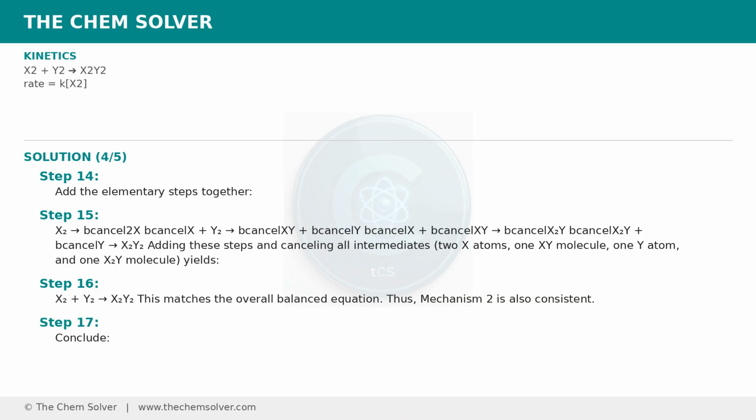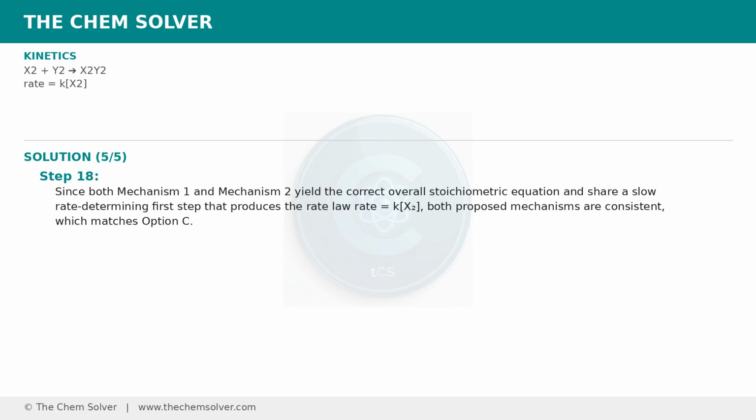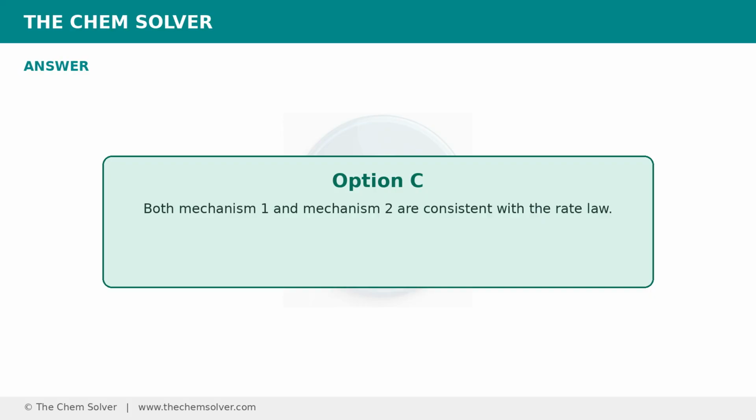Conclude. Since both mechanism 1 and mechanism 2 yield the correct overall stoichiometric equation and share a slow rate-determining first step that produces the rate law rate equals k[X2], both proposed mechanisms are consistent, which matches option C. The correct answer is option C. Both mechanism 1 and mechanism 2 are consistent with the rate law.